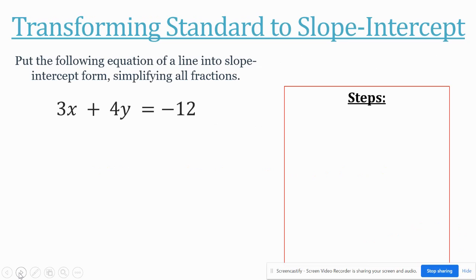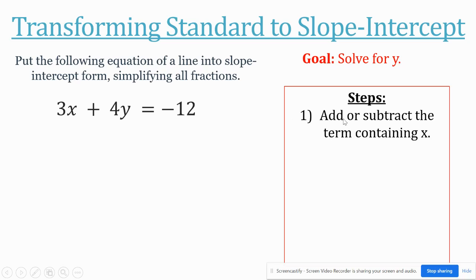So what we need to focus on is writing this in slope-intercept form. Okay, so we want to put the following equation of a line into slope-intercept form, simplifying all fractions. Whenever we're doing this, the goal is to solve for y. We want to get y all by itself. We want to isolate it. Okay, so let's get started.